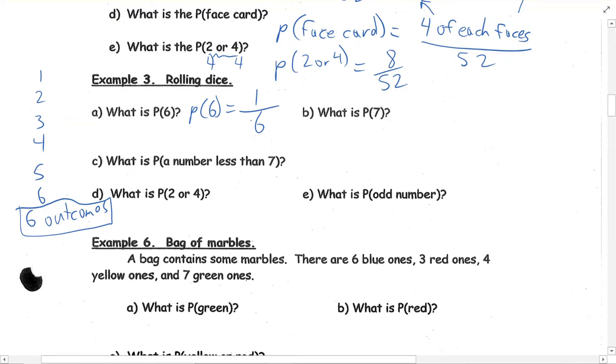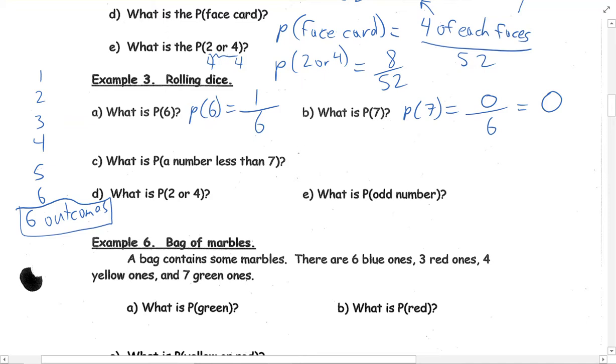What about probability of 7? Well, how many 7s are on the dice? You're right, 0. So the probability would be 0 out of 6 possible outcomes. This one we can simplify. There is no probability, it is 0. Okay? Good. Next ones you guys can do on your own.